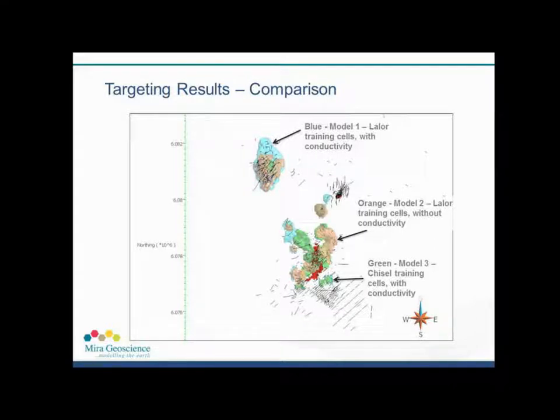So the blues and pinks are using Lalor as training regions, so they're similar, and then the green is using Chisel as a training region, so it's a slightly different result. Some extra high potential areas down to the southeast.